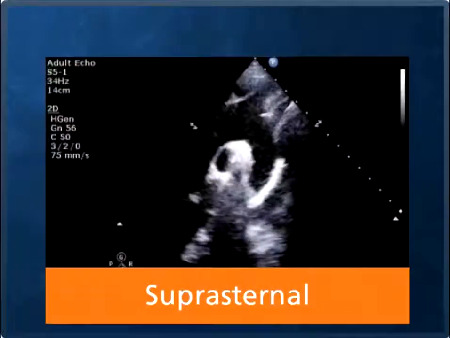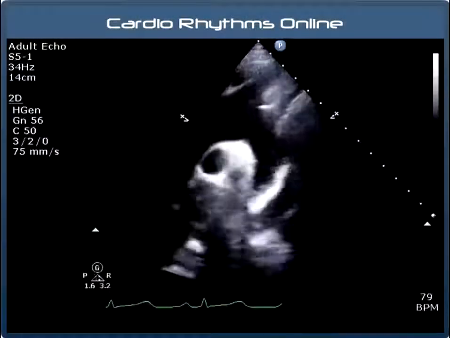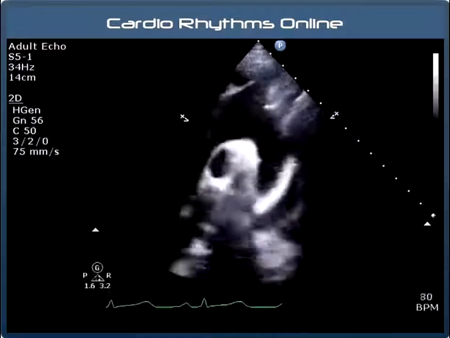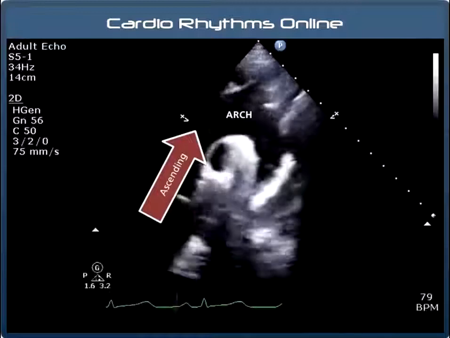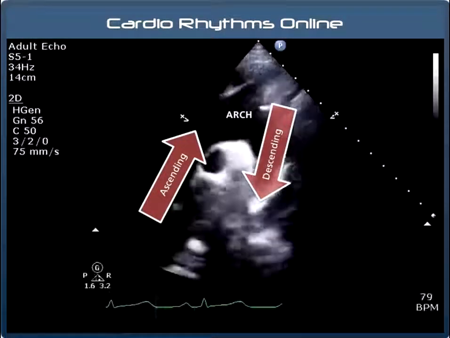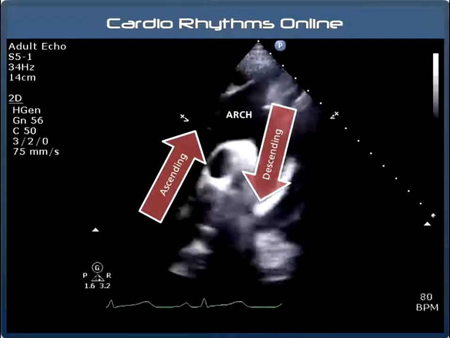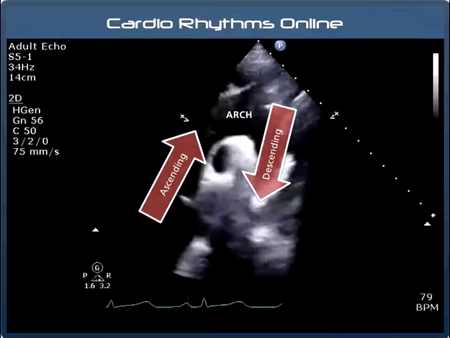Lastly, we have the suprasternal view or arch view. The transducer is placed in the suprasternal notch, and this gives us a view of the aortic arch. So here we have the ascending aorta and the descending aorta. We use this to assess the blood flow and to check for abnormalities such as a coarctation. I've also picked up quite a few PDAs from this view.